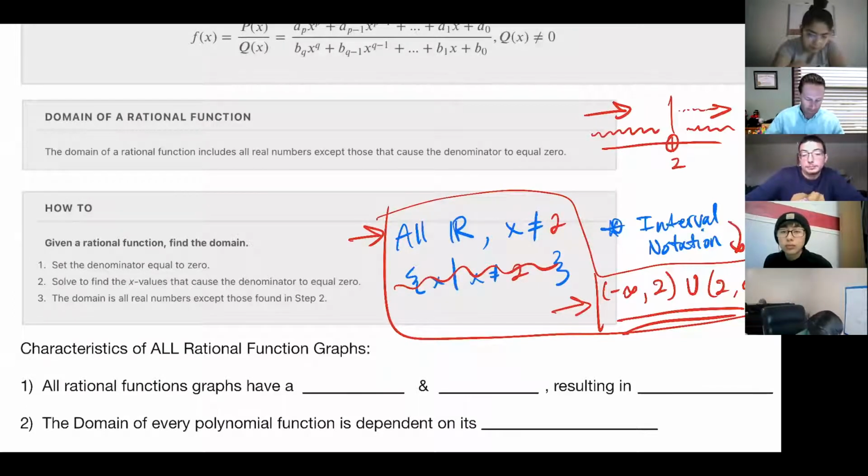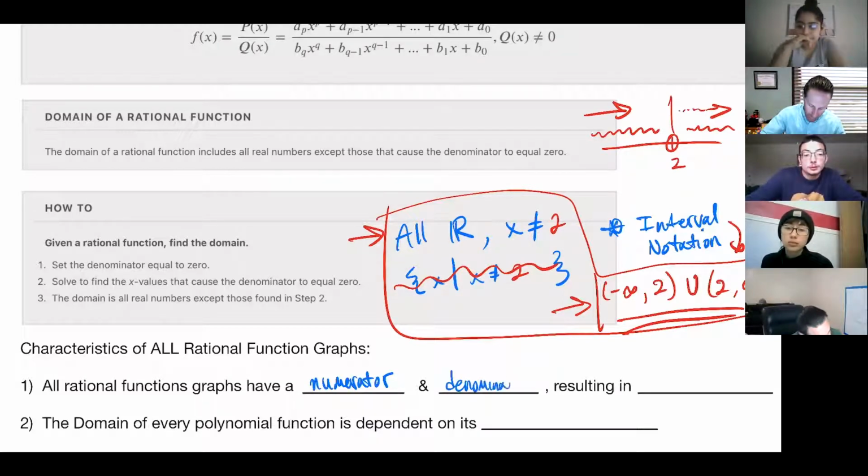Okay? So, what are some characteristics of all rational functions? Well, if it's a rational function, then what do all of them have? What makes it a rational function? A fraction bar. Very good, which means it will have a top and a bottom, a numerator and a denominator.